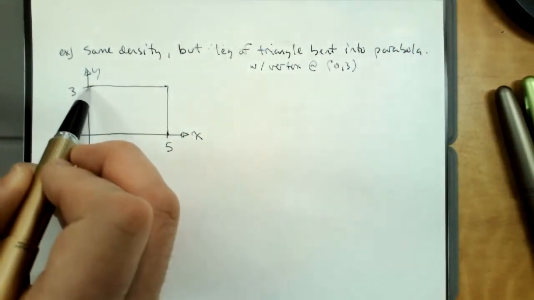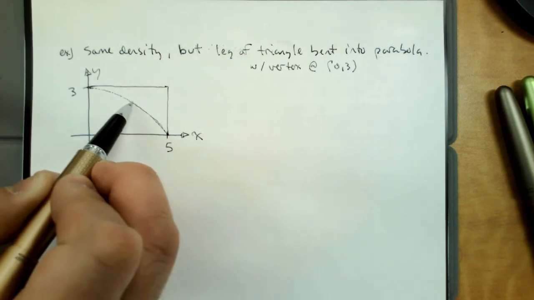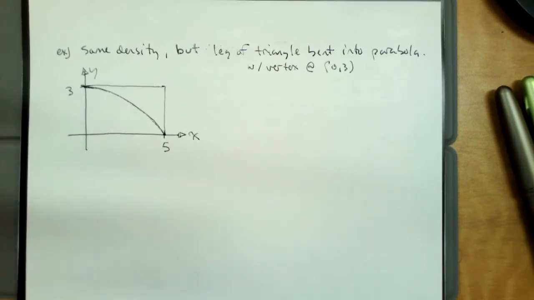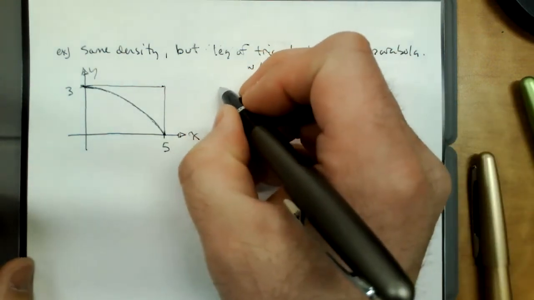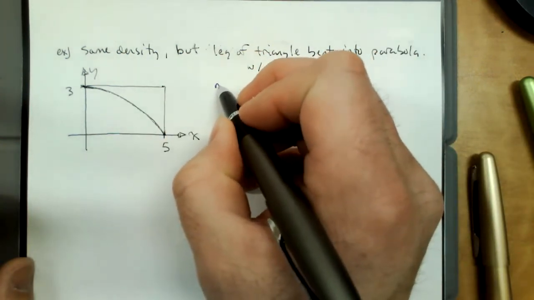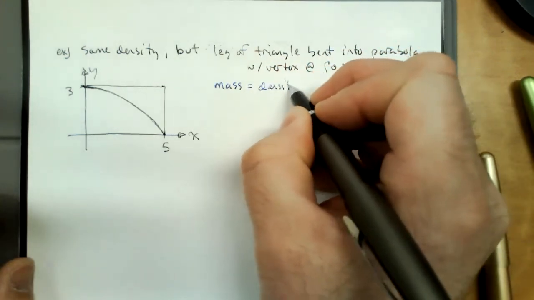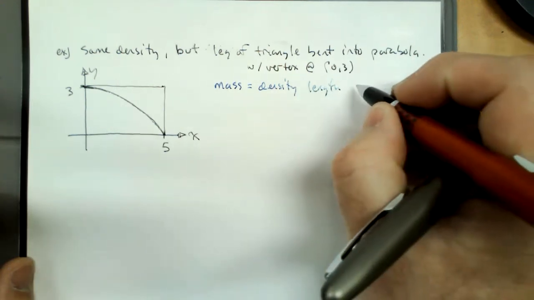So now from 3 to 5, I've got a vertex at (0, 3), so that's where it's flat. I'm going to bend a parabola connecting these 2 points with the vertex at (0, 3). We still want to find the mass of this bent triangle, or a triangle with bent hypotenuse. And mass is still density multiplied by length multiplied by width, density times area.